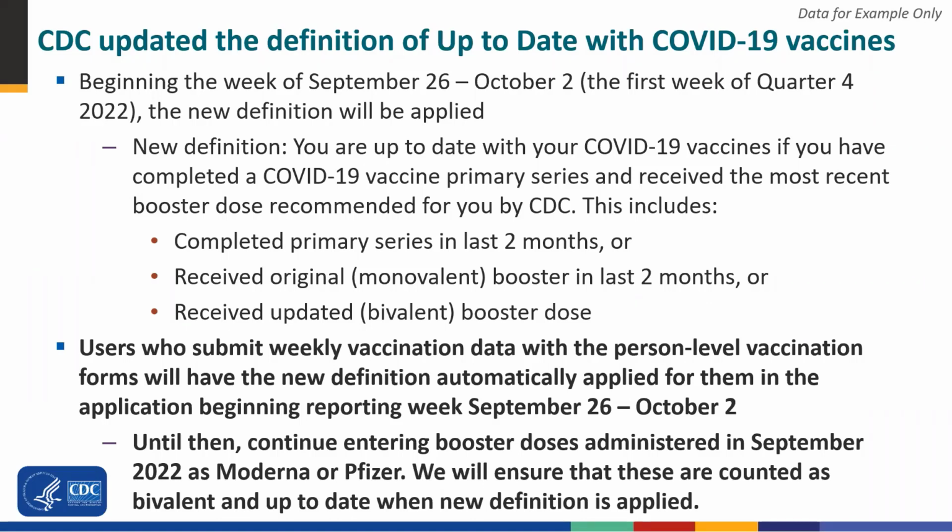But then once we roll out this new definition, beginning the week of September 26th to October 2nd, you will see those updated bivalent boosters as an option in the drop-down menu for all of the booster dose fields. And we know from the last time this definition changed that folks who used these optional person level forms said that this was a huge benefit to them. They really enjoyed having this definition applied automatically for all the weeks they submitted through the person level form. So we hope that this makes your job a little easier.